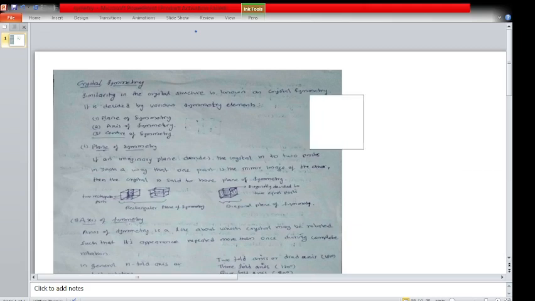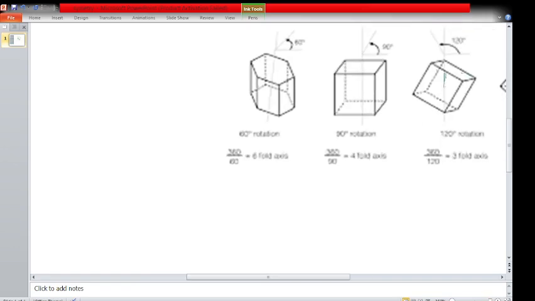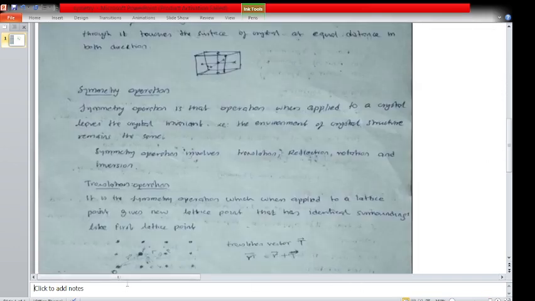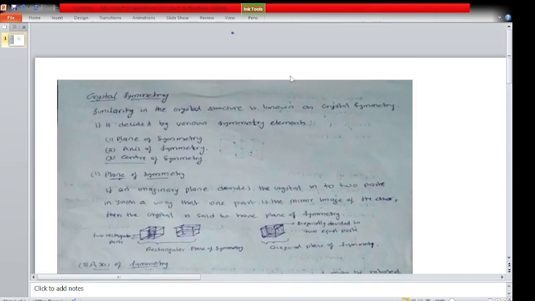In this class, we will discuss crystal symmetry and symmetry operations. As you can see from here, first we will consider the different symmetries available in a crystal. First of all, we will discuss what is meant by symmetry.